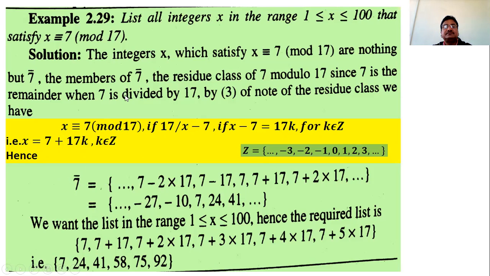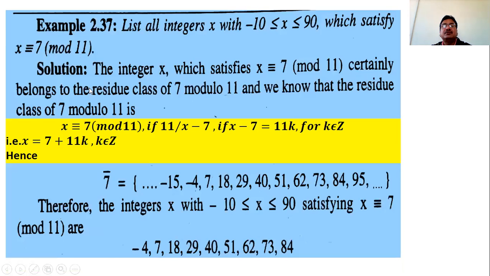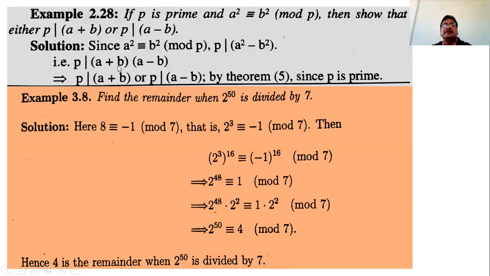So this is 7 bar, the residue class of 7 modulo 17. These are the elements of 7 bar, minus 27, minus 10, and the elements that lie in the range 1 to 100 are 7, 24, 41, then the next elements 58, 75, 92. These are the elements in the range 1 to 100 that satisfy the relation x is congruent to 7 modulo 17. So both problems are of the same type.